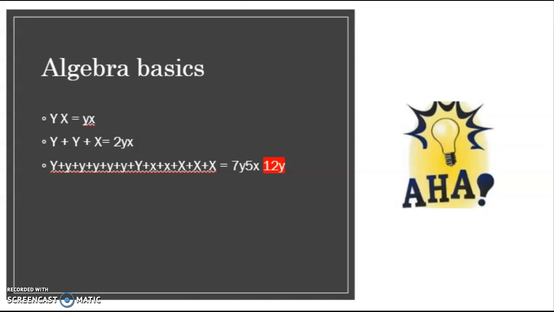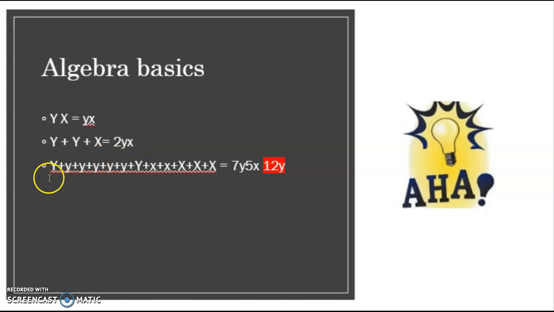So if we have y and we had x and we tried to add them together, we would get yx. But if we had y and if we have y again and then if we had x, we'd have 2y because there's 2y here and here and x. That's 2yx, which is written here. So that's the correct answer.